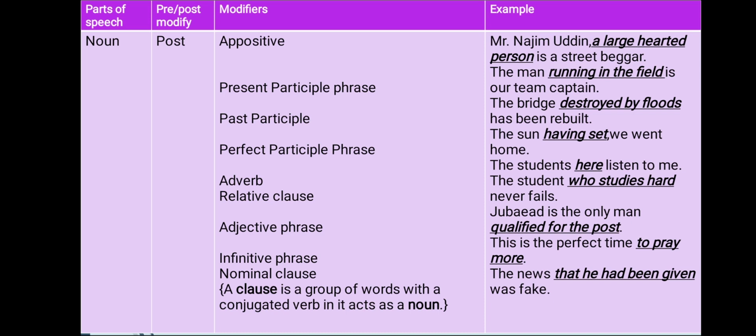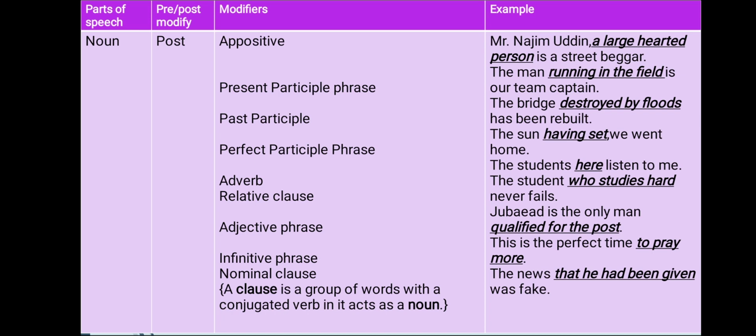Perfect participle phrase. The sun having set, we went home. Having set is the example of a perfect participle phrase in the sentence to post modify the noun. Adverb. The students here listen to me. Here is an adverb to post-modify the noun.